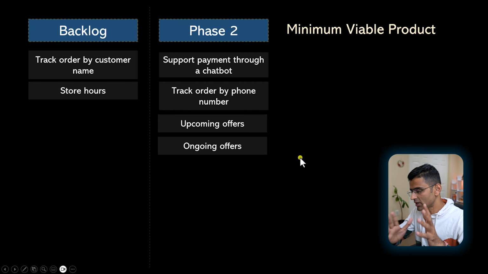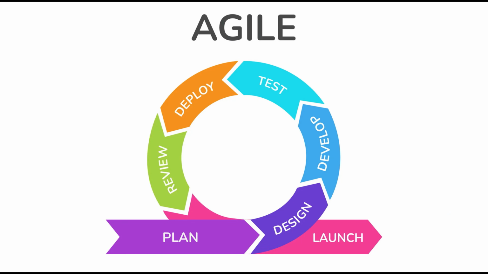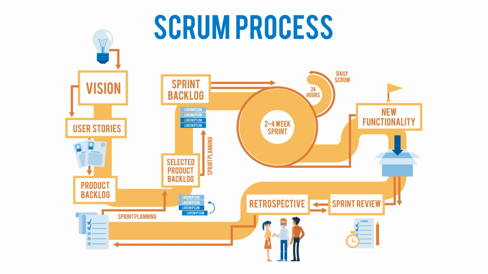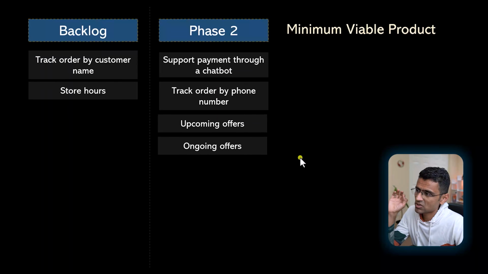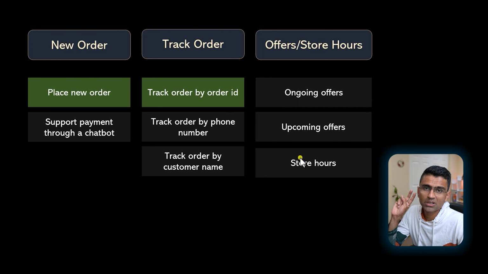Okay. So read online about agile methodologies, the Scrum way of doing project development. There is a great website called scrumtrainingseries.com if you want to learn about Scrum. All right. So now we have these 2 features that we are going to implement in this particular video. So throughout the video, we are building this particular MVP.